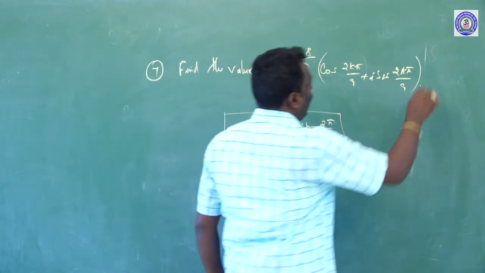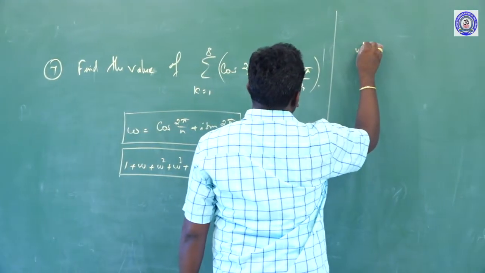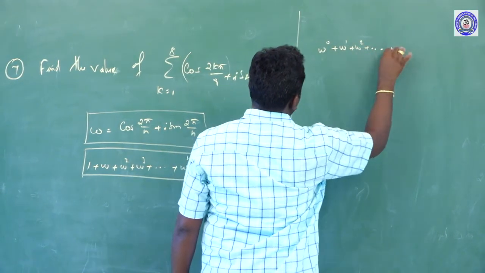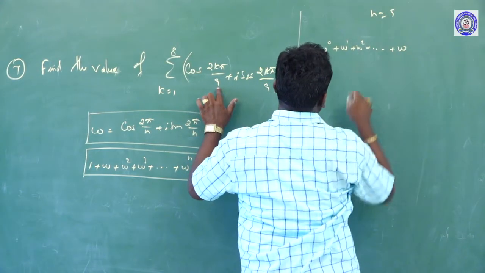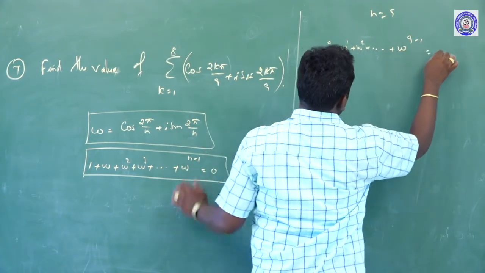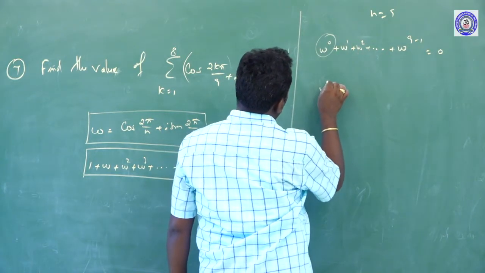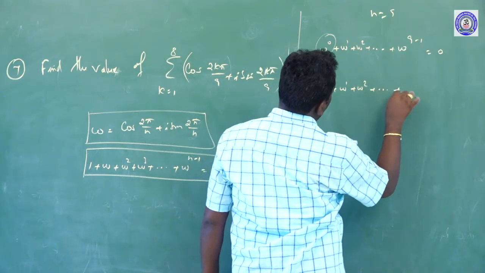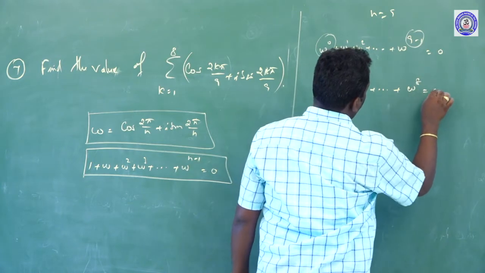Now what is it equal to? First it is defined by omega power 0 plus omega power 1 plus omega power 2 plus etcetera plus omega power n minus 1, where n equals 9. Therefore 9 minus 1 is 8. Omega power 0 is 1, therefore omega power 0 plus omega power 1 plus omega power 2 plus etcetera plus omega power 8 is equal to 0.